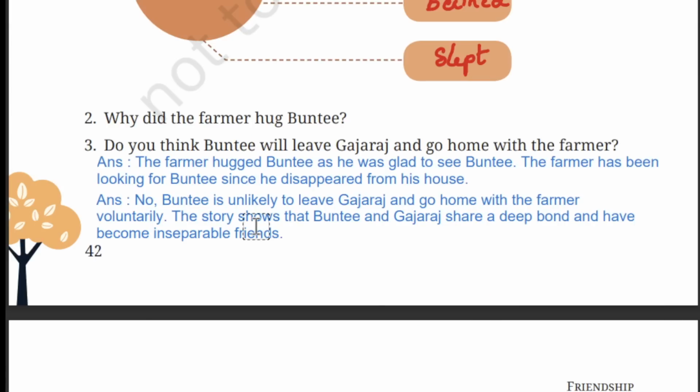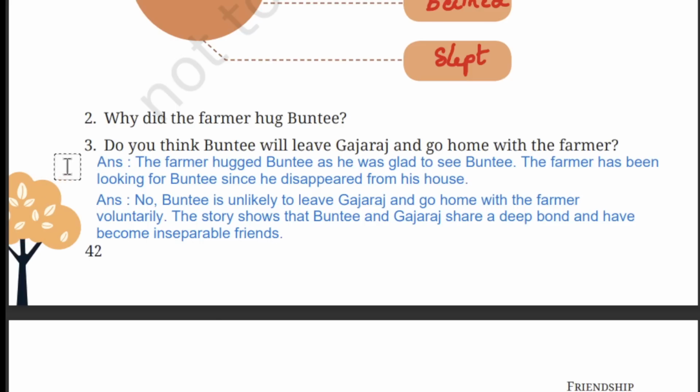So the first question, why did the farmer hug Bunty? The farmer hugged Bunty as he was glad to see Bunty. The farmer has been looking for Bunty since he disappeared from his house. So the farmer was very glad to see Bunty after a long time, right? That is the reason the farmer hugged Bunty. So you have to write an answer like this. The farmer hugged Bunty as he was glad to see Bunty. The farmer has been looking for Bunty since he disappeared from his house.